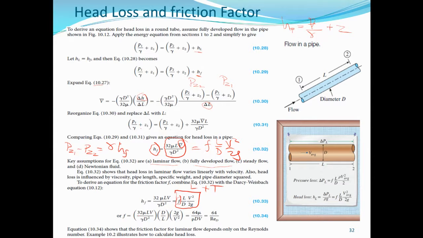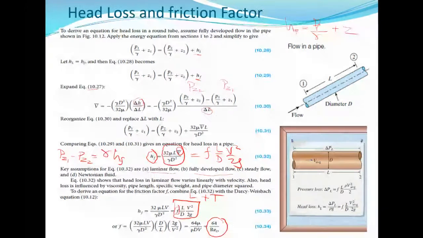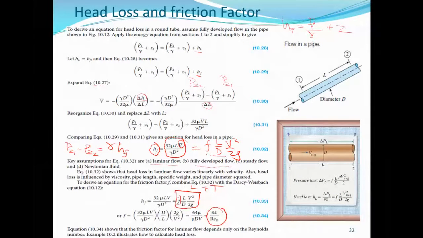We find that f is equal to 64 over the Reynolds number. So what we are saying in summary here is this. The frictional head loss in laminar flow varies linearly with the velocity, and this is the formula that you can use to find the frictional head loss. You can also use the previous one, the Darcy-Weisbach equation, to find the frictional head loss if you know the friction factor. And the friction factor in laminar flow is simply equal to 64 over the Reynolds number. So this is the summary.